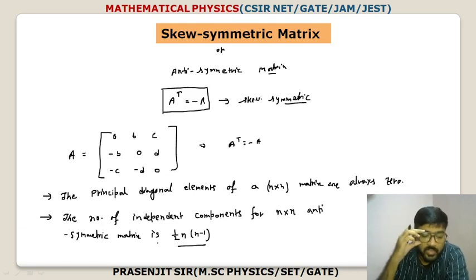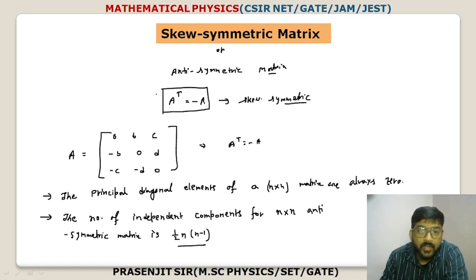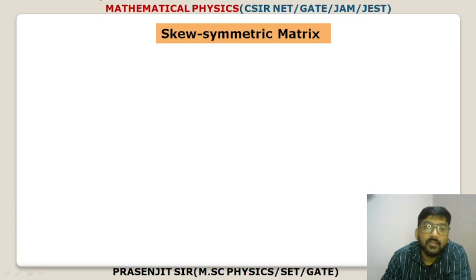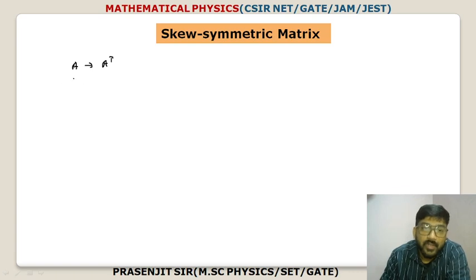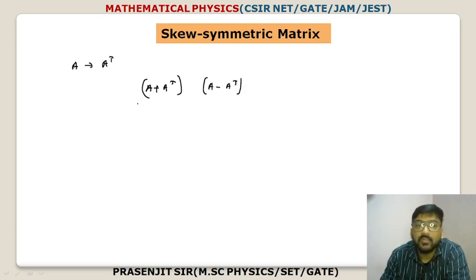Now one more thing I want to tell you, that any matrix can be represented as the combination of a symmetric and an antisymmetric matrix. Suppose you have a matrix A, and the transpose of this is A transpose. Now you can write A as a combination of A plus A transpose and A minus A transpose, but you should write half here. So this is the thing that you can write for A.